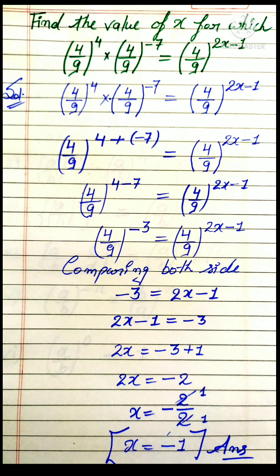Then this minus 1 when it goes to the right hand side will become plus 1. As we know, different signs subtract, so we will get 2x equals minus 2. As in 2x, 2 is in multiplication, when it goes to the other side it will be in division. So x equals minus 2 upon 2. As both can be cancelled by 2, 2 ones are 2 and 2 ones are 2, then we will get x equals minus 1, which is our final answer.